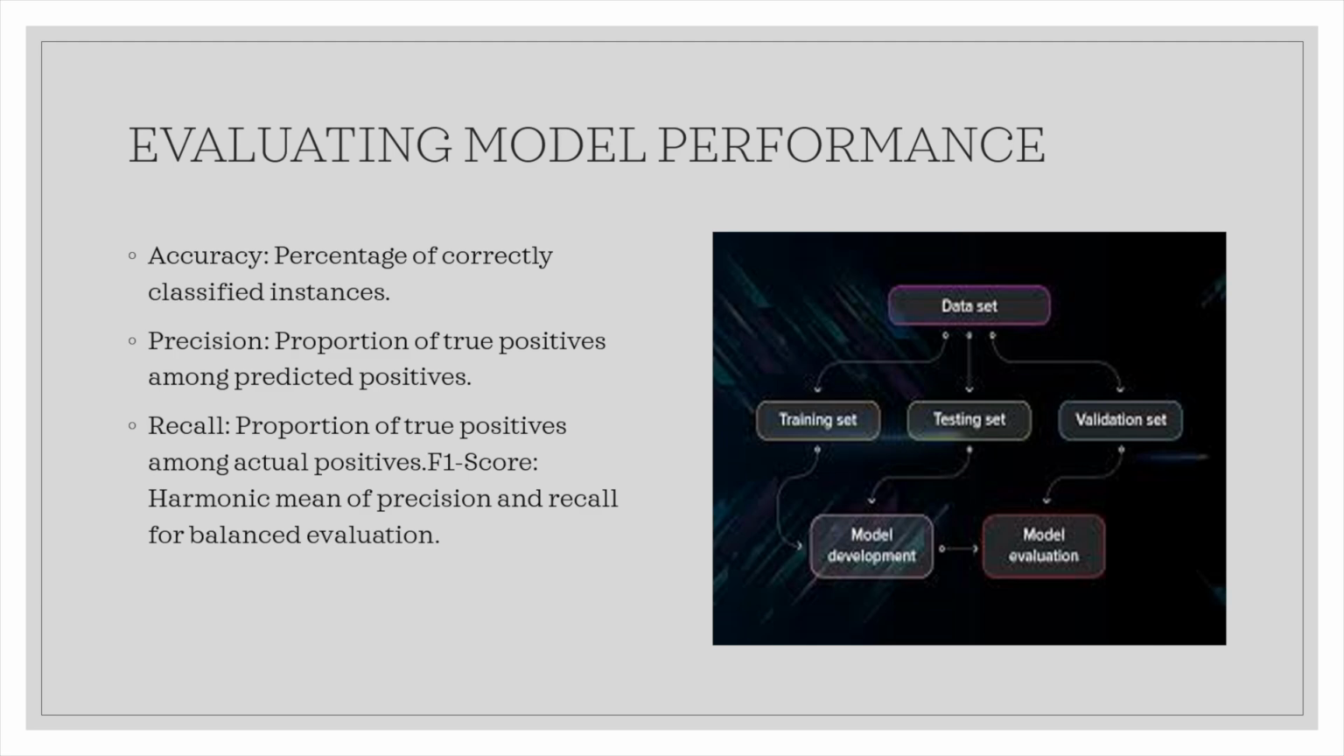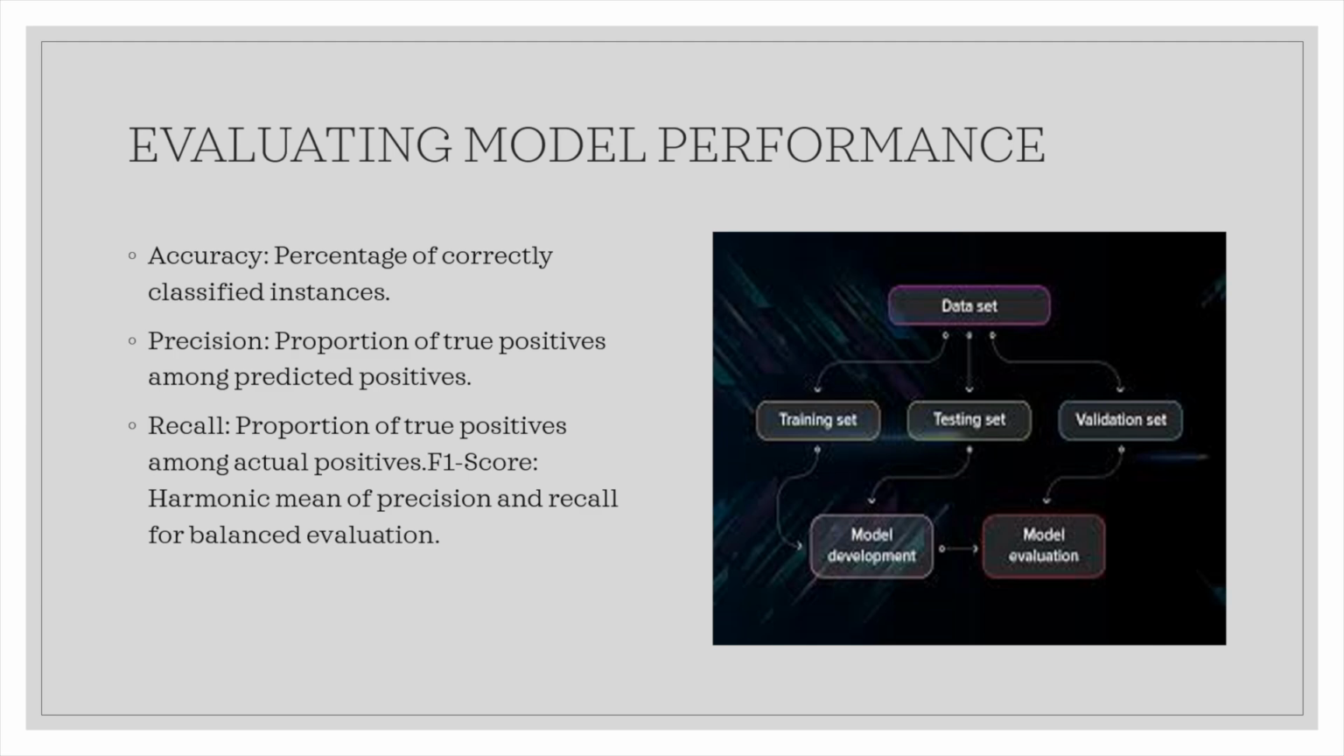And when it comes to recall, it is also known as sensitivity or true positive rate. It can be defined as the proportion of true positive instances among all the actual positive instances. So the formula would be true positives divided by true positives plus false negatives. And the use case is it is important when the cost of the false negatives is really high.